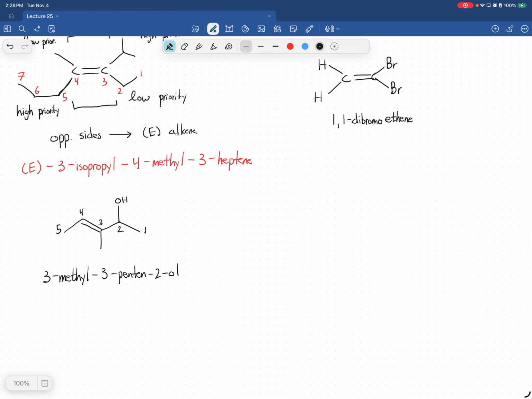So another way to write it is like this: 3-methylpent-3-en-2-ol. But I'm not gonna write that, all right? I like it this way.